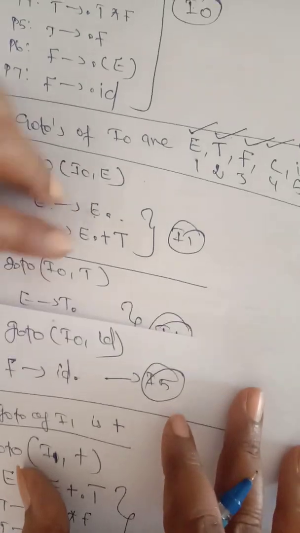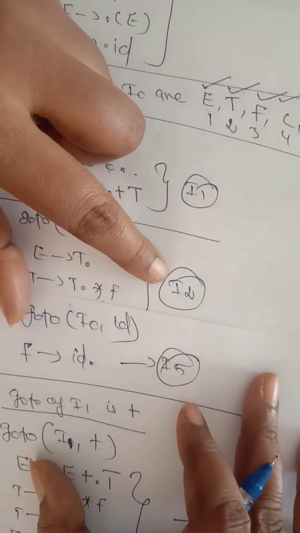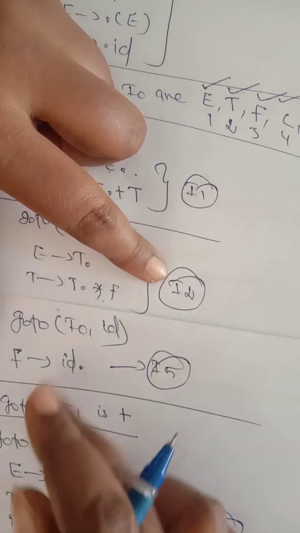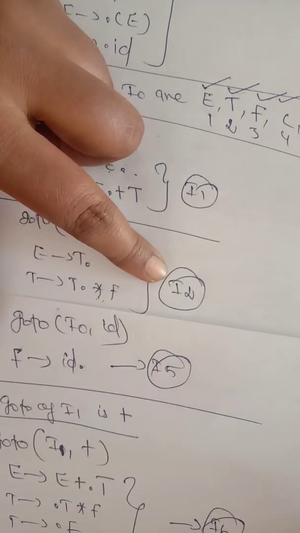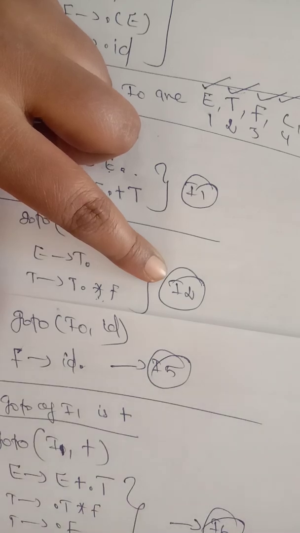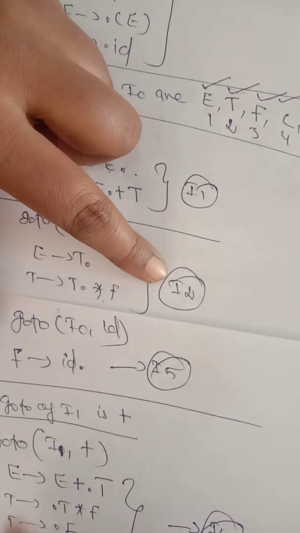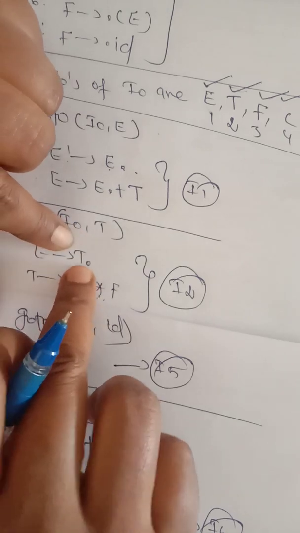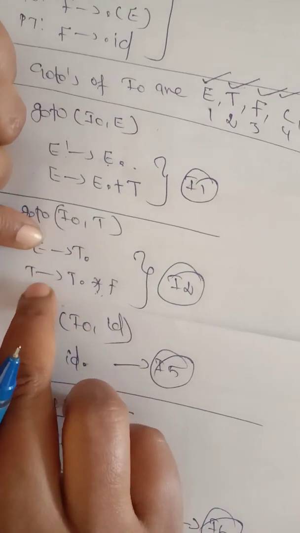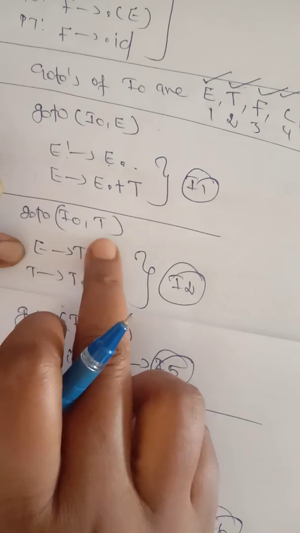Now goto of I1 is over. Then check goto of I2. What is the procedure? We have to continue this same thing until no more new sets are formed. So we apply the same procedure until no more new sets form. So next, find goto of I2. In I2 we are having two productions. The first one is T dot, and after the dot we are not having any value.